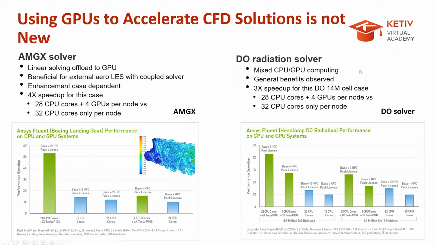Similarly, there is another example where you are doing the discrete ordinates radiation problem. And again, this is mixed CPU GPU computing. For a 14 million cell case, we were able to get 3 times the speed up by using a combination of 28 CPU cores and 4 GPUs, right? And this is in comparison to doing the entire problem on 32 CPU cores. So you do get some good scale up, 3 times here, 4 times here, if you use a combination of CPU and GPU cores. This is what we refer to as using GPUs in the offload mode.